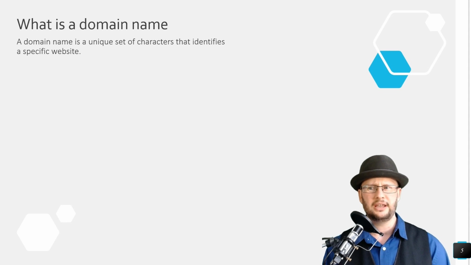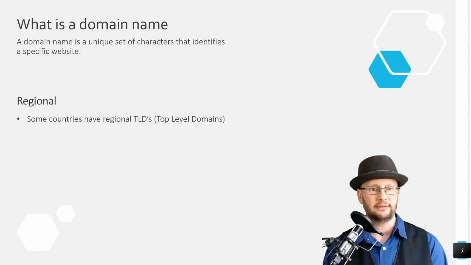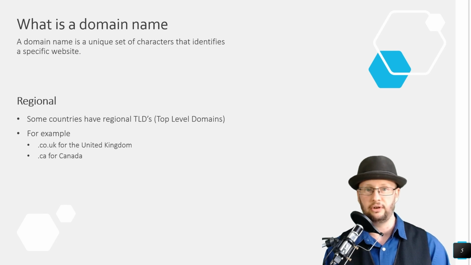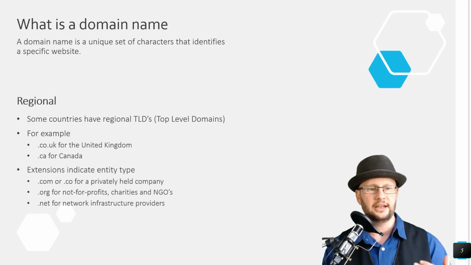So a domain name is comprised of a couple of different components, and they can be different based on where you are. So we do have regional domain names or top-level domains, and that would be things like .co.uk for the United Kingdom, .ca for Canada, .nz for New Zealand. And extensions can also indicate the type of entity that owns that domain. So a .com or a .co for privately held or traded companies, .org for not-for-profits, charities, and NGOs, and .net for network infrastructure providers.